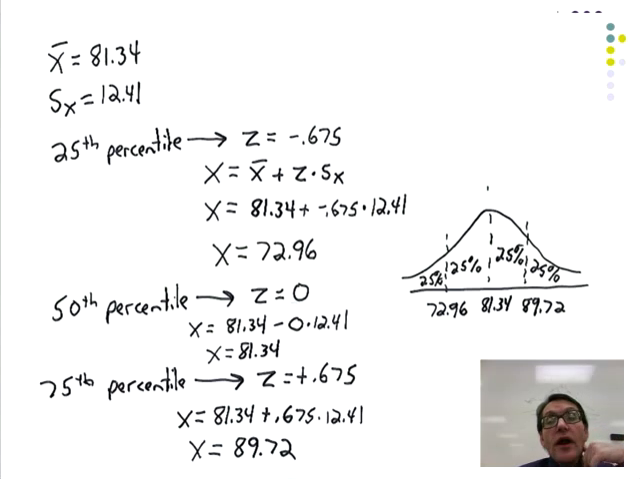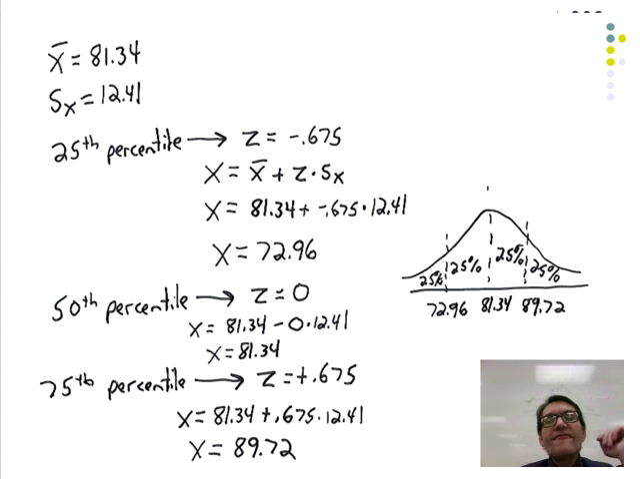So the 25th percentile, or that bottom 25%, we're going to calculate it and say, okay, the z-score that corresponds with the 25th percentile was negative 0.675. We'll pull out our equation and plug in the numbers, a mean of 81.34, a z-score of negative 0.675, a standard deviation of 12.41, and say the raw score is 72.96. Sweet. Look at where I'm putting it on the distribution underneath that one break there. So if a student scores below 72.96, they get a D.